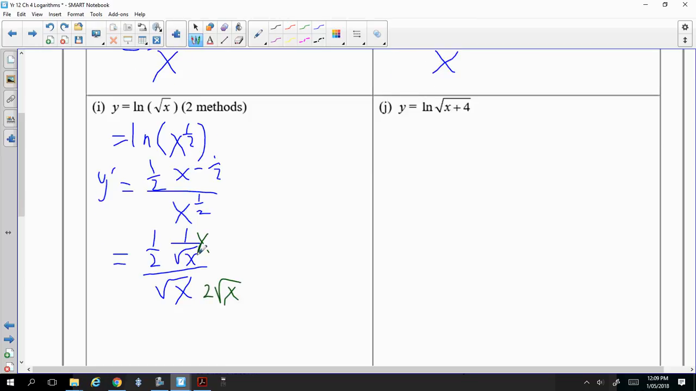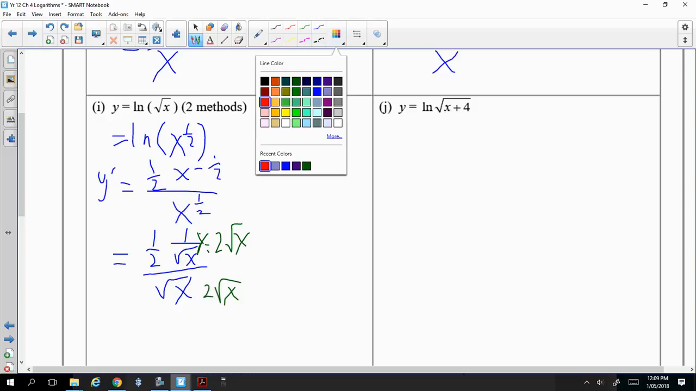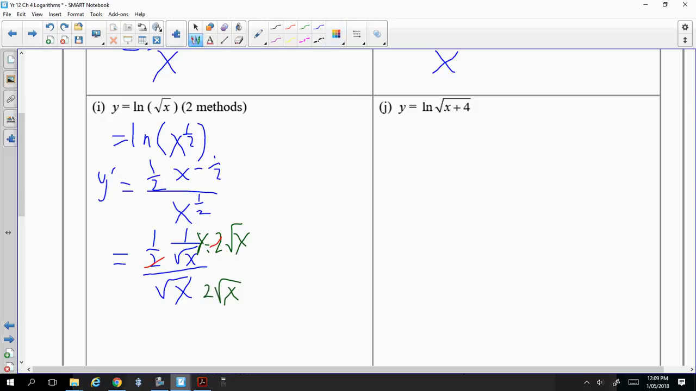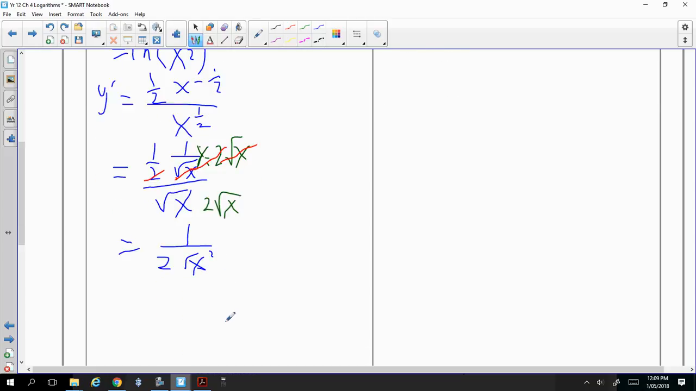Okay, why do I do this? Because I want to cancel the fraction in the numerator and the root x. Right? Okay, all right. So we're going to cancel, so you get 1 over 2 root x squared, which is just 2x, which is very, very long.